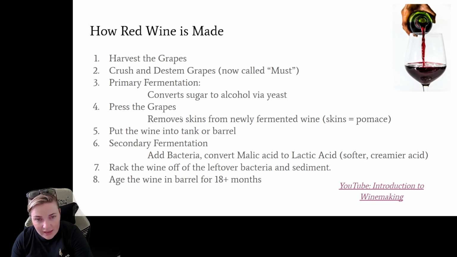Once it's done with second fermentation, you'd rack it off the leftover bacteria and sediment, and then you'd let that newly finished wine age in a barrel for about 18 or so months. However long to age it is completely up to the producer. We've seen lots of different things, from 4 months to 3 years, whatever. It just depends on the wine, their ability to hold it, right? That's a lot of overhead costs to store and age wine, and what type of style they're trying to achieve.